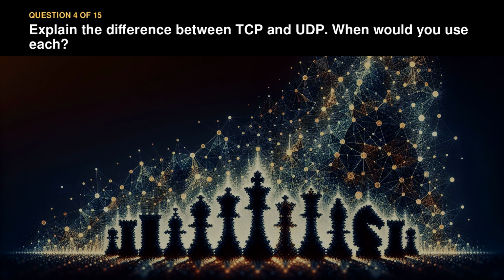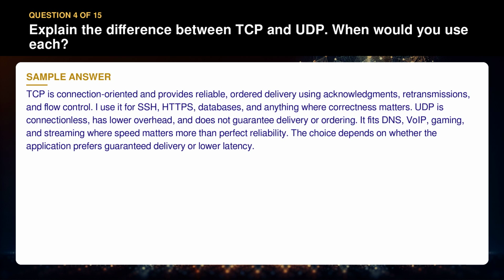Question 4. Explain the difference between TCP and UDP. When would you use each? TCP is connection-oriented and provides reliable, ordered delivery using acknowledgements, retransmissions, and flow control. I use it for SSH, HTTPS, databases, and anything where correctness matters. UDP is connectionless, has lower overhead, and does not guarantee delivery or ordering.